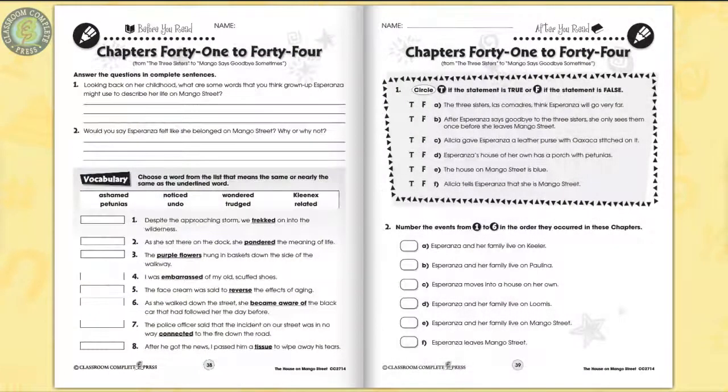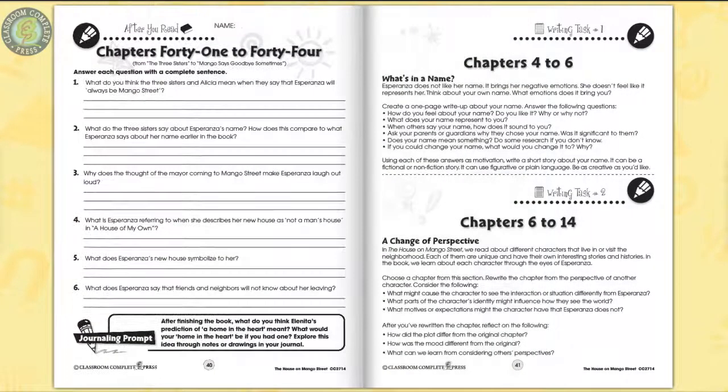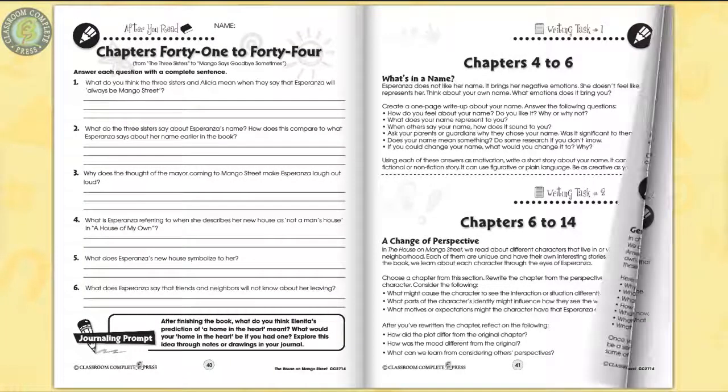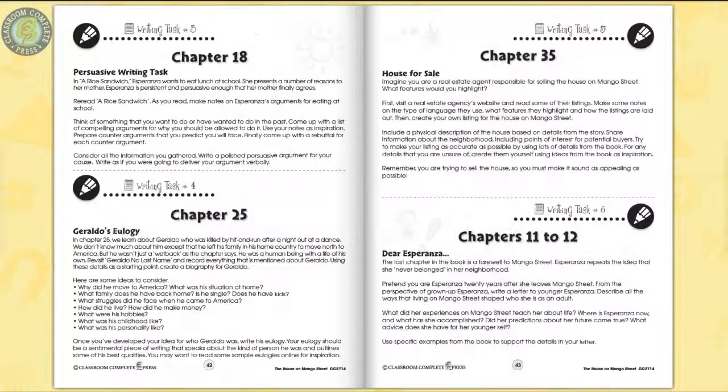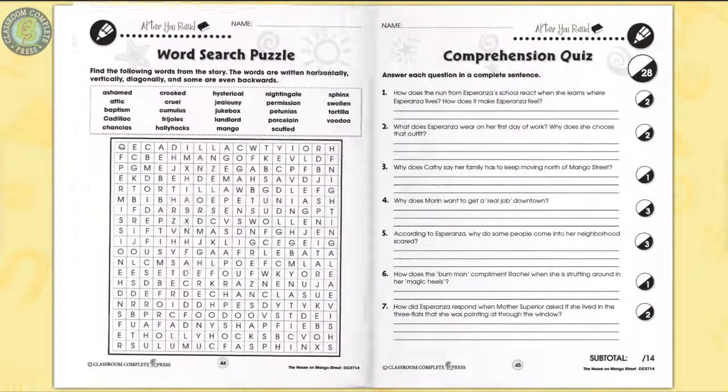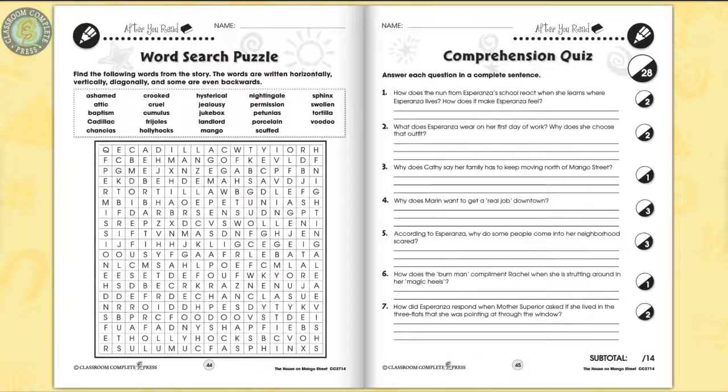Choose words that mean the same as the vocabulary word found in the reading. 6 additional writing tasks follow. Supplement an existing unit with in-depth writing tasks, such as writing your own persuasive argument, similar to Esperanza's argument for eating at school. A word search puzzle and comprehension quiz ends the unit.